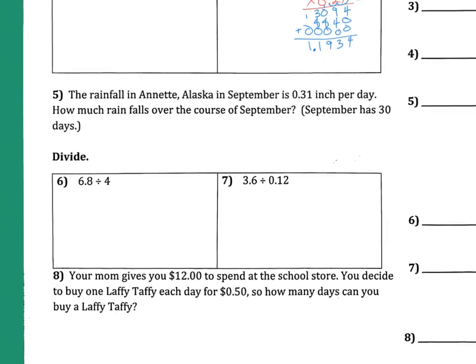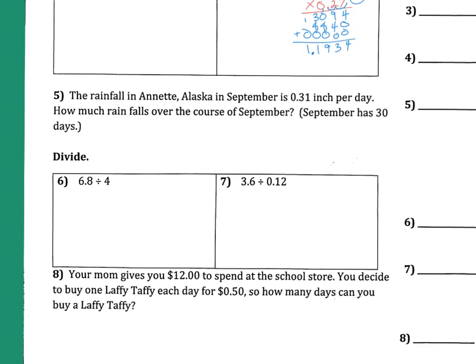Okay, number 5. The rainfall in Annette, Alaska in September is 31 hundredths inch per day. How much rain falls over the course of September? And September has 30 days. So the setup for this one, guys, is 31 hundredths times 30. So that's what you're going to do on that one.